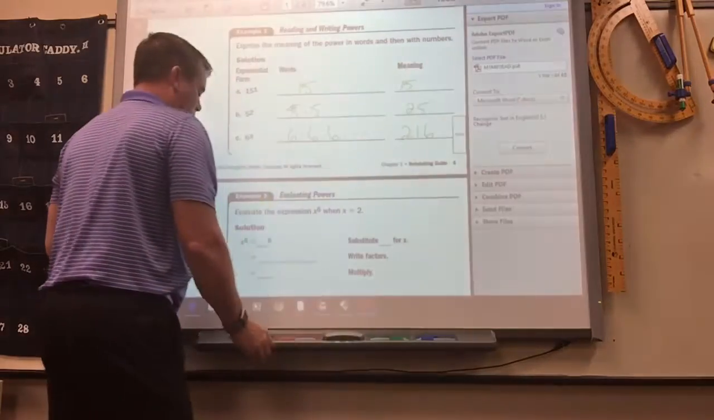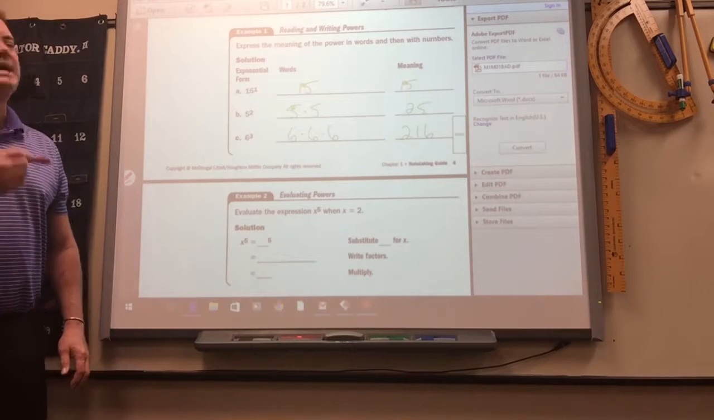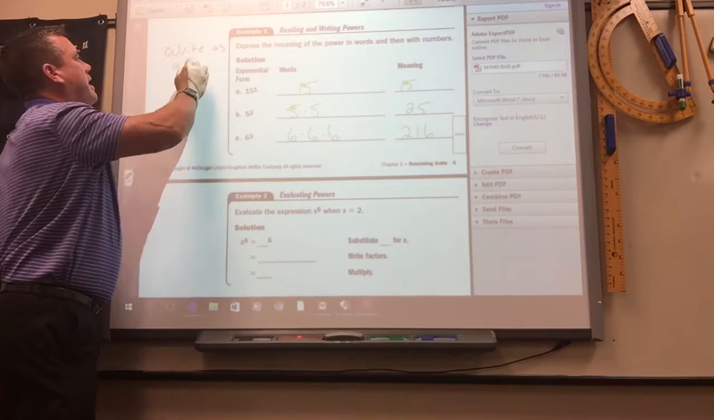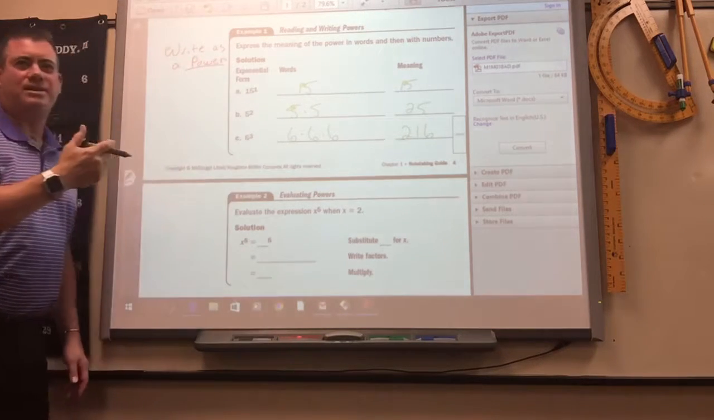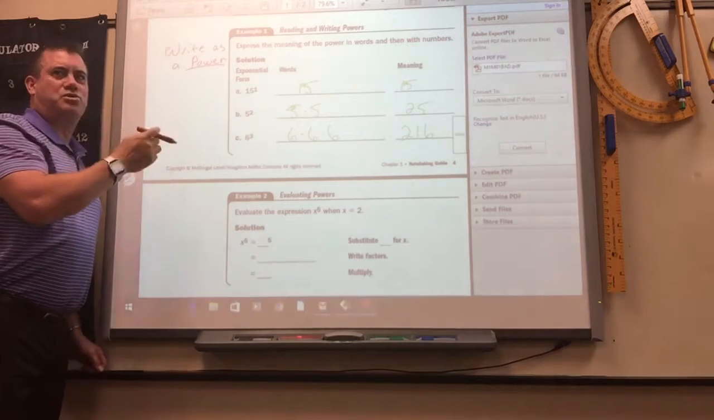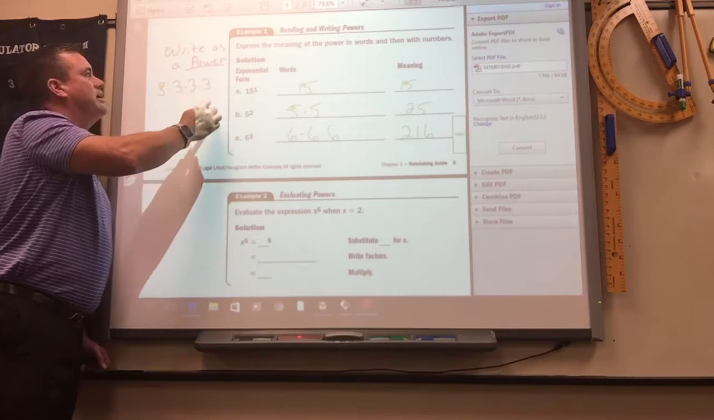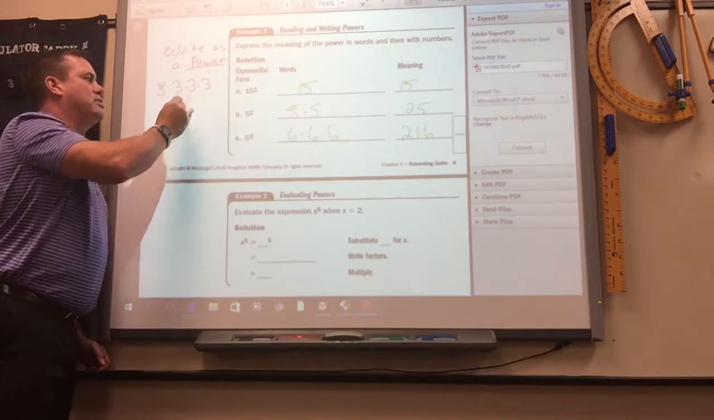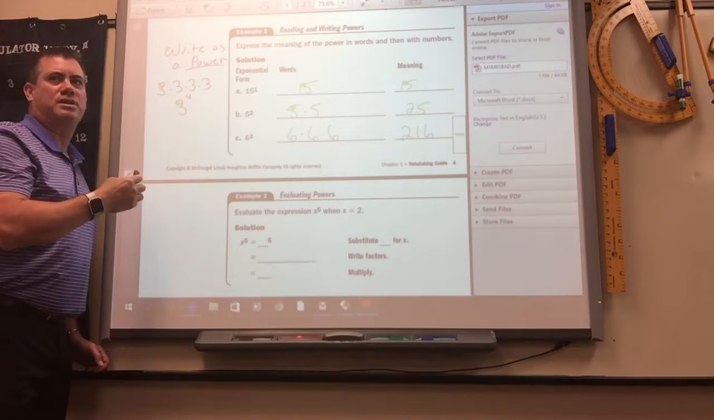Now, sometimes they want us, and I'll show you when I give you the assignment, they say write it as a power. If they tell you, or they'll say write it as an exponent, because remember power and exponent are the same. If they tell you that, that means don't solve it. If you have 3 times 3 times 3 times 3, and they tell you to write it as a power or an exponent, you just write 3 to the 4th. Okay? The only time you have to actually figure it out is when it says evaluate.